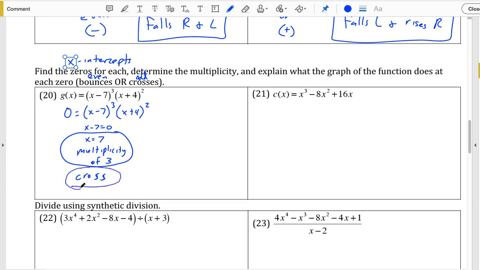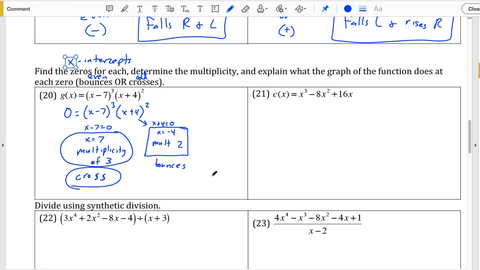So it crosses there. So for this other one, for x plus 4 squared, we set x plus 4 equal to 0 to find the 0 itself. We get x equals negative 4. Because it was squared, that's an even multiplicity, so that's a multiplicity of 2. So there's my 0 and the multiplicity. And then because it was an even multiplicity, it bounces off the axis. Sometimes it's described as touching and turning.